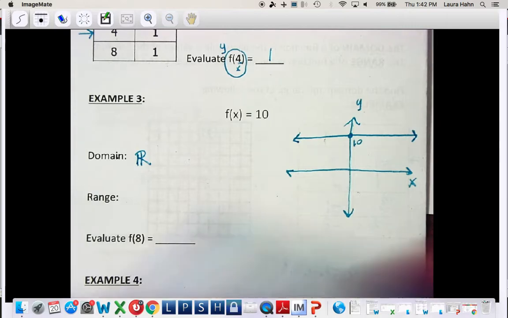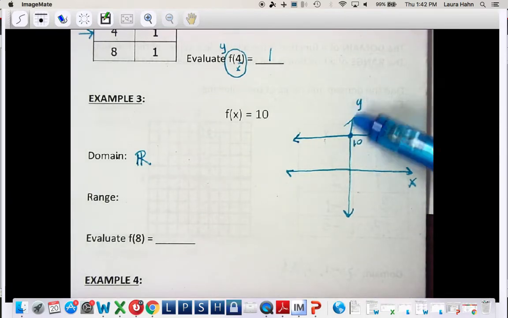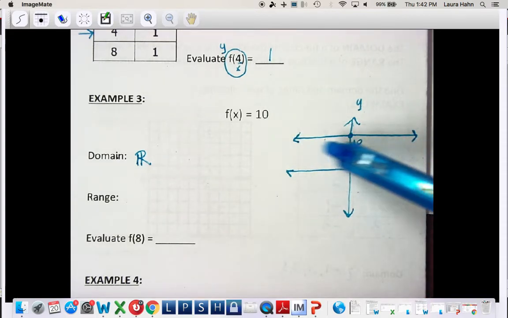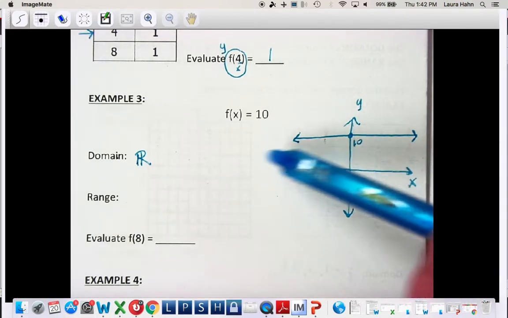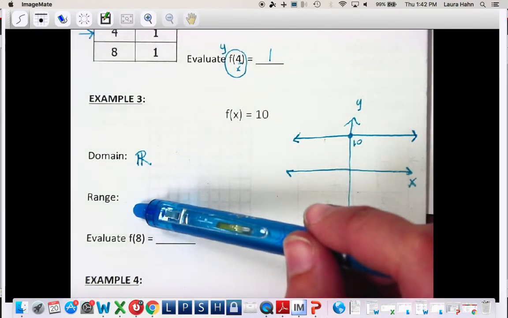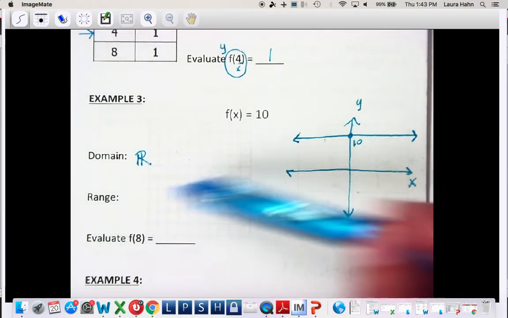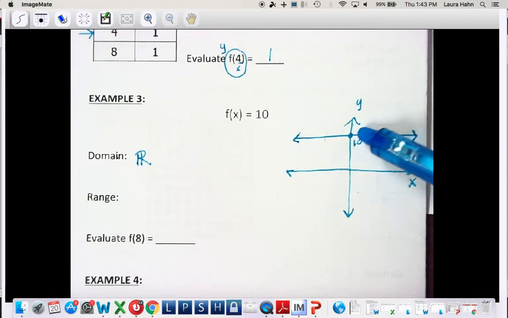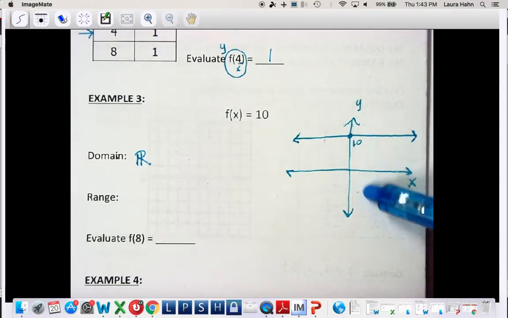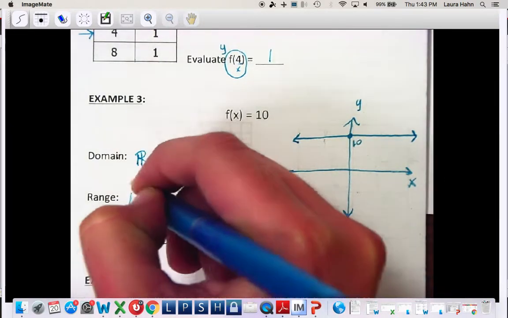Remember, range is your y, which talks about the height of it. Remember, the domain, the x's, there was no stopping how wide it is. It's going to get wider and wider forever and ever. So that's why we put all real numbers. Range is talking about the height of it. How tall is it? Well, this entire line is at the same height. My height is at 10 and 10 only. It doesn't go any higher or any lower. So range, the only value is 10.